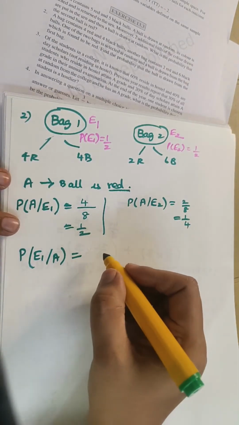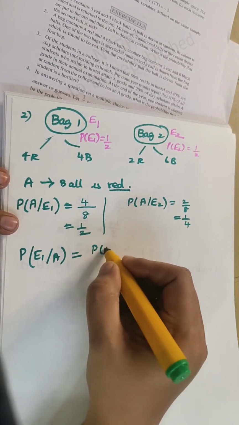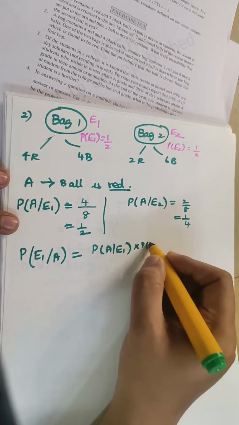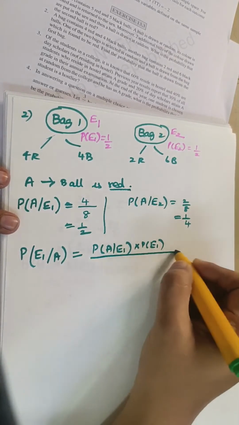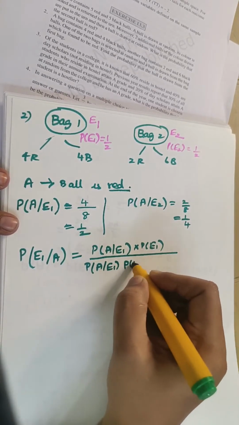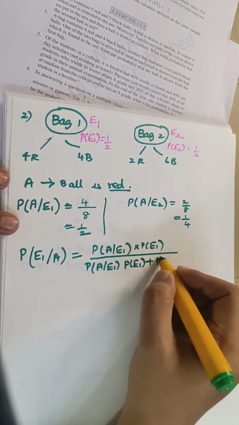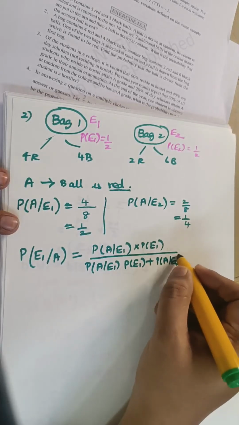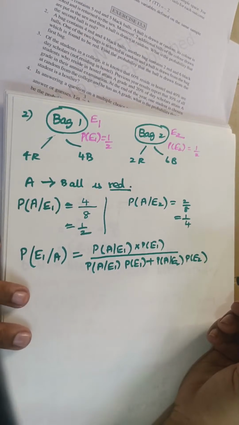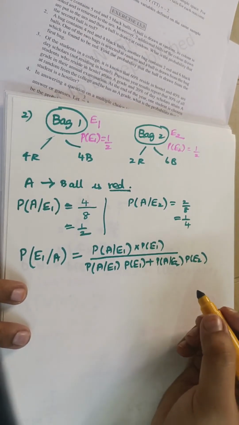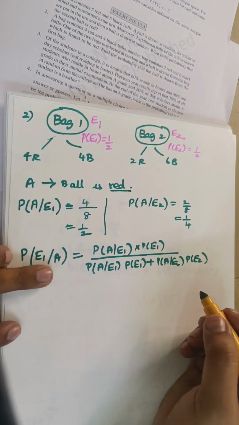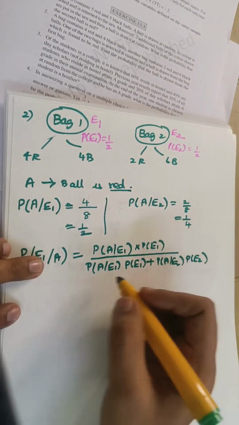What will be the formula? P of A slash E1 into P of E1 by the total probability: P of A slash E1 into P of E1 plus P of A slash E2 into P of E2. This will be your probability of finding the red ball that is already occurred, that is from the first bag.